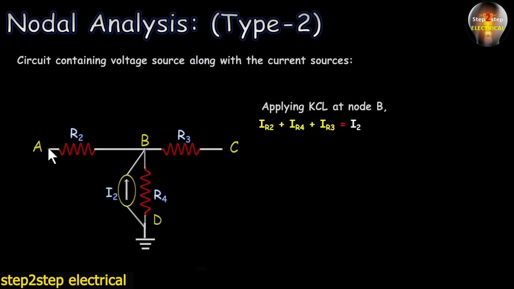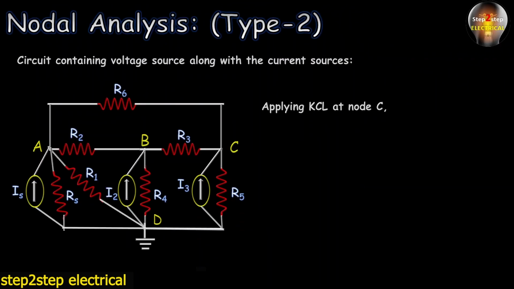IR2 is the current from B to A through R2, IR4 is the current from B to D through R4, and IR3 is the current flowing from B to C through R3, equal to I2. This is the KCL equation. Now we have to replace each current with its equivalent value. IR2 can be written as (VB minus VA) upon R2, IR4 as (VB minus 0) upon R4, and IR3 as (VB minus VC) upon R3, equal to I2. How we write this and why we have written this, you better know. So this is the second equation.